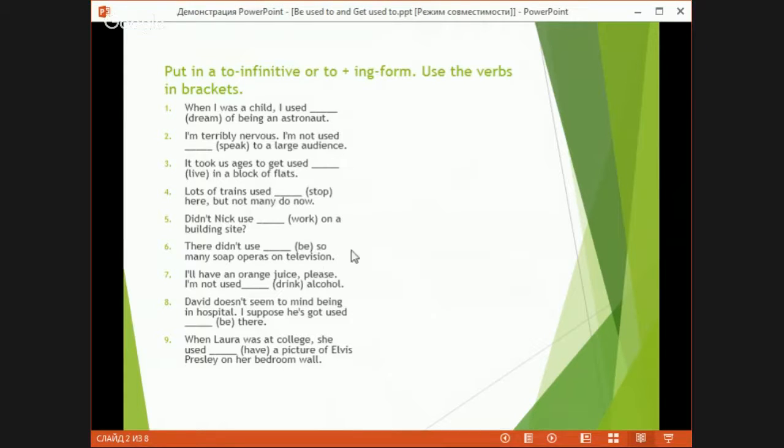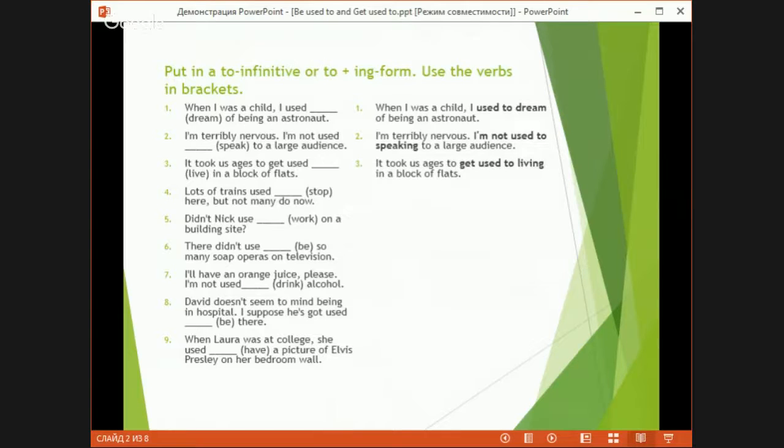So I suppose let's check it. It will be very easy. The first one, when I was a child, I used to dream of being an astronaut. It was your past habit, past state even. I'm terribly nervous. I'm not used to speaking to a large audience. It's not normal for me. It took us ages to get used to living in a block of flats. Like we used to live maybe in a house, in the country house, and then we had to get used to living in a block of flats.